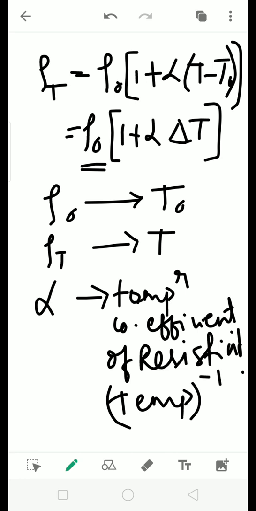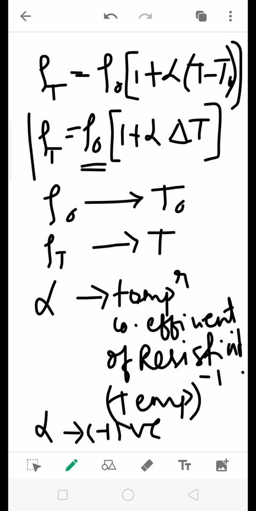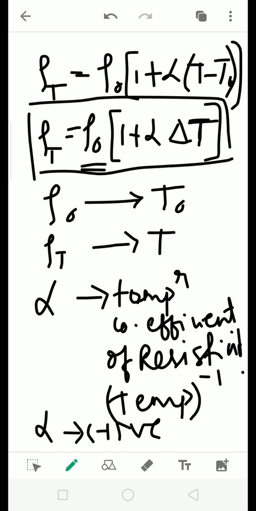This alpha is positive for metals, and from this equation we can also see that rho depends on the temperature directly. So with the increase in temperature, the resistivity will also increase. So this is the case for metals.